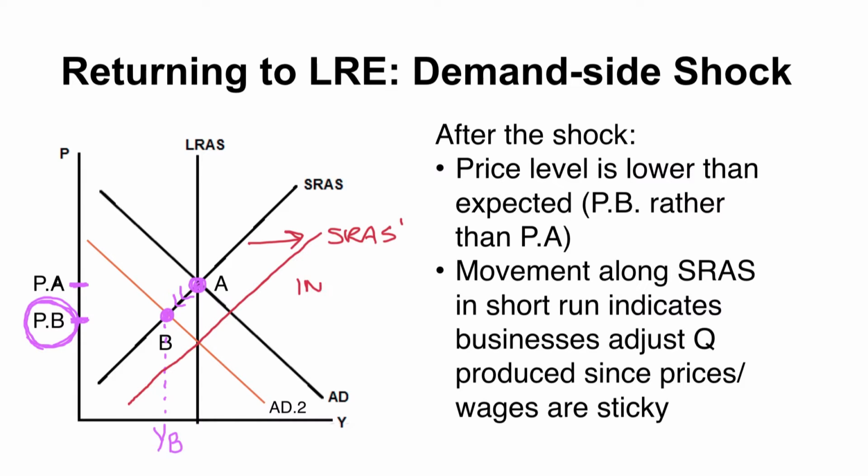So in the long run, we see that when we have a change in expectations of the price level by businesses, they can adjust the short run aggregate supply curve. That brings us back to the long run equilibrium, yet at a lower price level. So we see that expectations of businesses are the key component that bring us back to the long run equilibrium after a demand side shock.